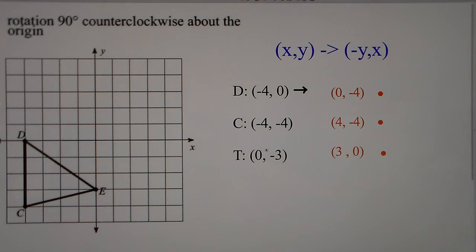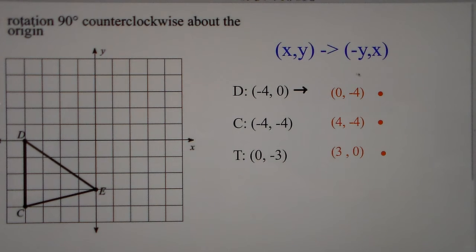I then took these 3 coordinates and changed them to D prime, C prime, and T prime by taking my X value and putting that in the second slot, so negative 4 and 0 become the second slot. And my Y's, I move to the first slot and change the sign. So positive 0 changes to negative 0, which with 0, that's that special number where we don't need to put the signs. Negative 4 then turns to positive 4. Negative 3 turns into positive 3.